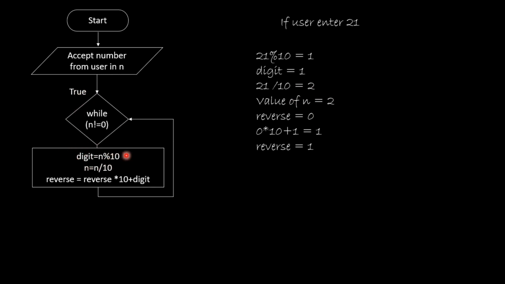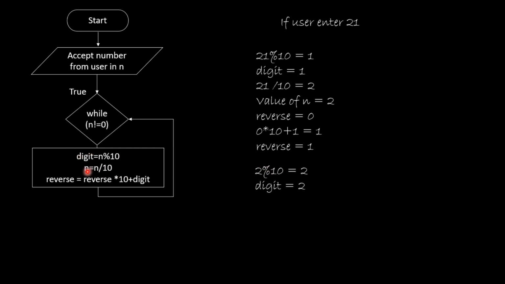So n mod 10. Now the value of n is 2, right? n mod 10. If we divide 2 by 10, it is not divisible completely, right? So what we'll do is divide by 0, and after the subtraction, the remainder will be 2, right? And it will be stored into digit. Now what is the value of digit? 2.